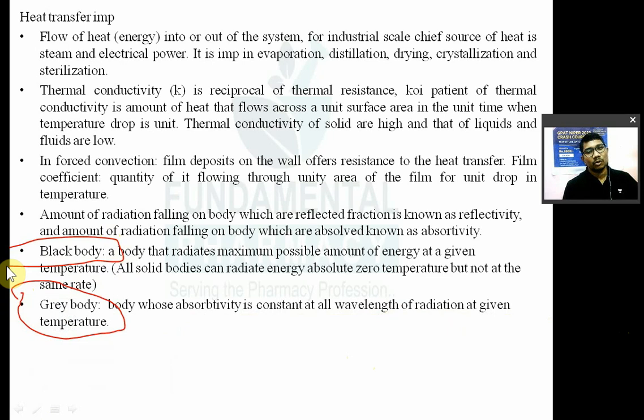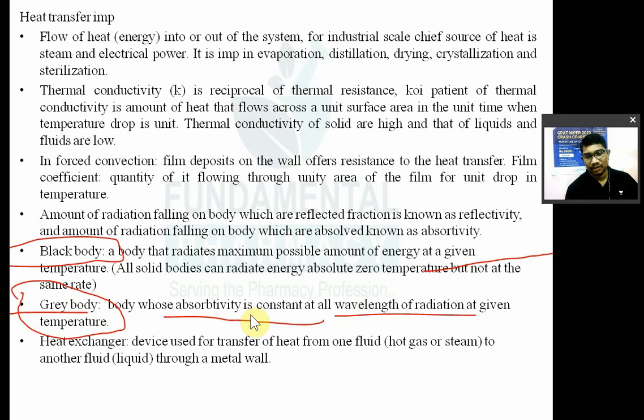body that radiates the maximum amount of energy at a given temperature. It will absorb radiation and release energy. What do we call a grey body? A body whose absorptivity is constant at all wavelengths of radiation at a given temperature, right? Heat exchanger, what is meant by heat exchanger?